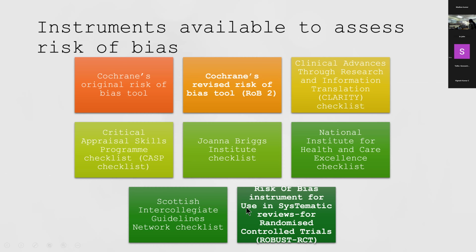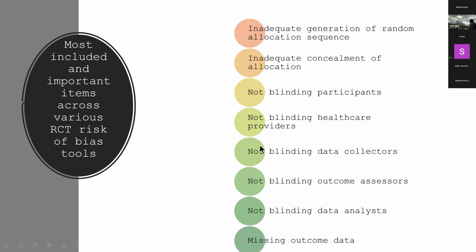And the newest kid on the block is the Risk of Bias Instrument for Use in Systematic Reviews for RCTs, which is called the ROBUST-RCT, which was actually brought out this year. If you look at most of these checklists, the problem is they have individual tools which actually look for imprecision as well as inconsistency. And you understand that GRADE itself has a different domain for imprecision and inconsistency. So the problem is you might double count imprecision and inconsistency. That's why the ROB2 as well as the ROBUST-RCT are superior, because they have been designed to use with GRADE.